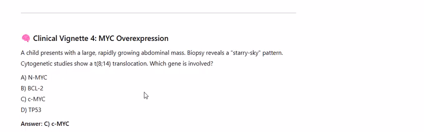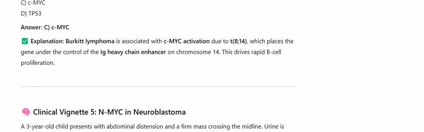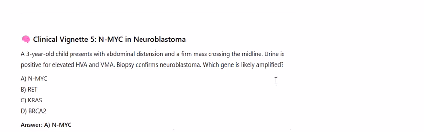Answer C, C-MYC. Explanation: Burkitt lymphoma is associated with C-MYC activation due to t(8;14), which places the gene under the control of the Ig heavy chain enhancer on chromosome 14. This drives rapid B-cell proliferation. Clinical Vignette 5, N-MYC in neuroblastoma.